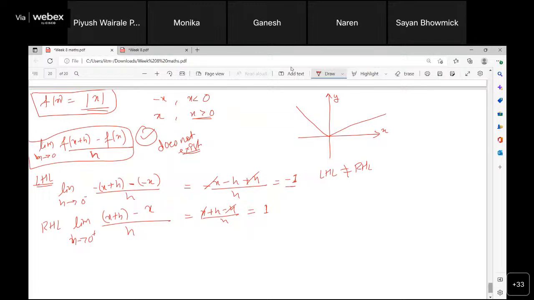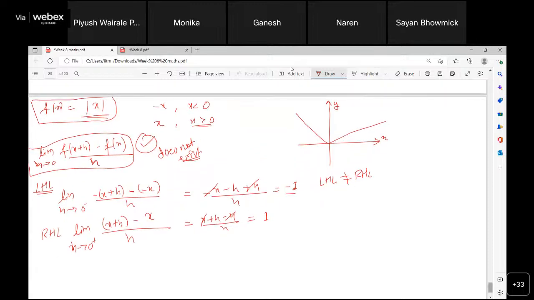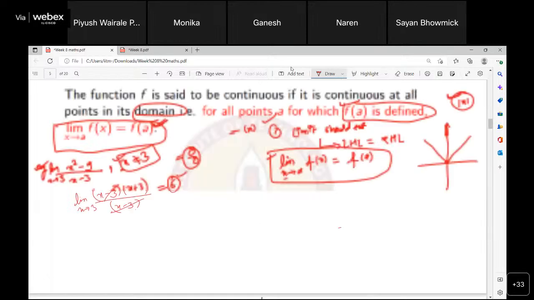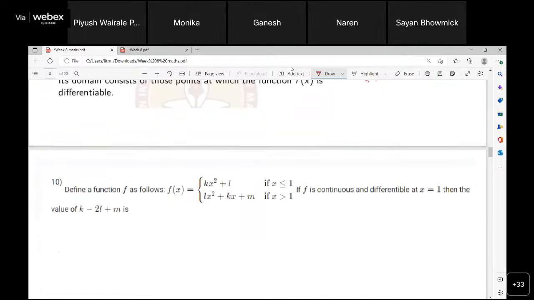Anyone, any doubt in this part? No, sir. So this is differentiability.